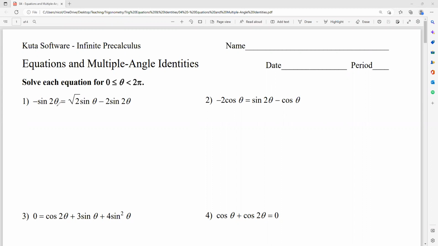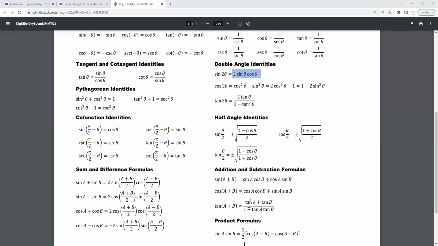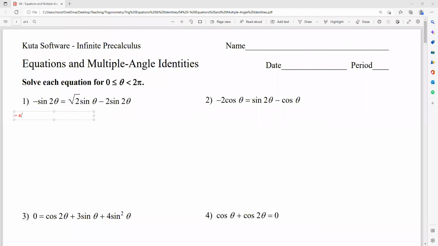Okay, so here we have negative sine of 2 theta equals the square root of 2 sine theta minus 2 sine theta. Well, if you look at this here, sine of 2 theta is a trig identity. Let's go back here. Sine of 2 theta equals 2 sine of theta cosine theta. So let's replace those. And a lot of times when you're dealing with trig identities, you will be replacing part of your equation with the trig identity. So we're basically solving for what theta is.